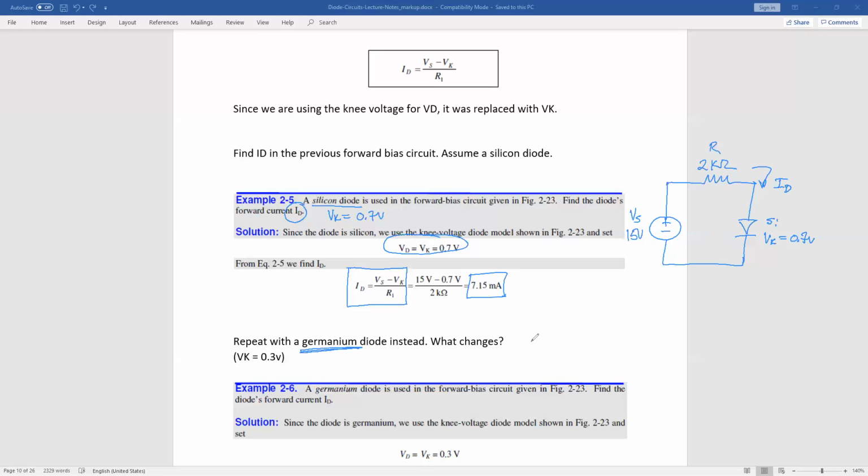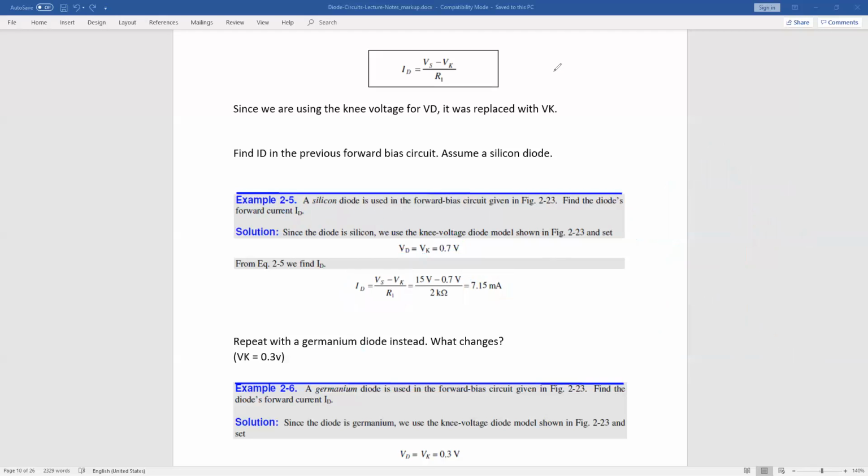So if we were to repeat this, but with a germanium diode, so it's a different semiconductor material, what would change is this knee voltage right here. A different semiconductor material would mean that now we have a knee voltage of 0.3 volts. So germanium means that our knee voltage is 0.3 volts. Instead of 0.7 right here, we would put in 0.3, and that would give us a different current value.